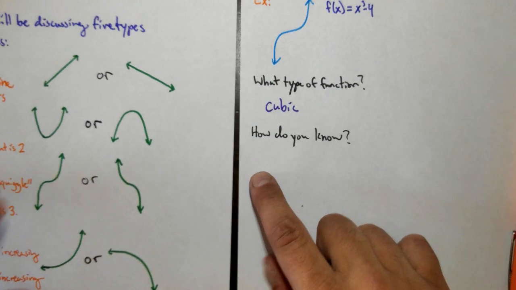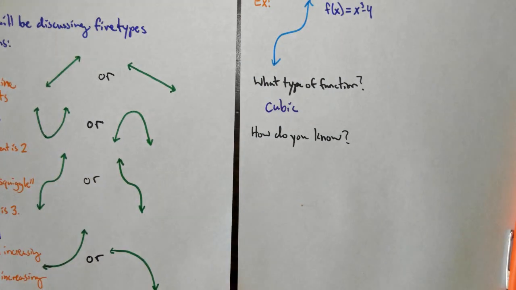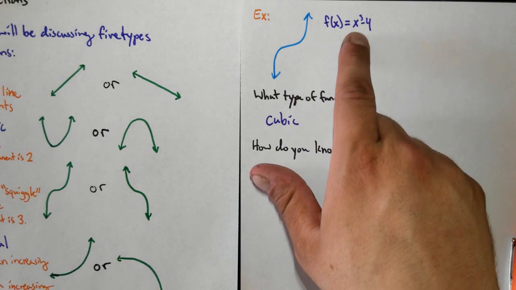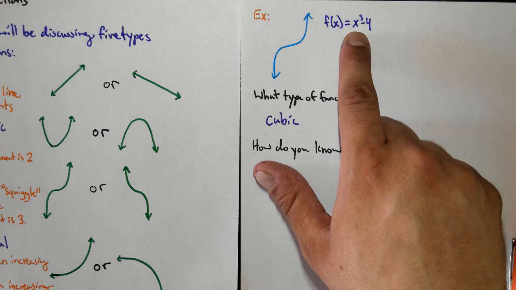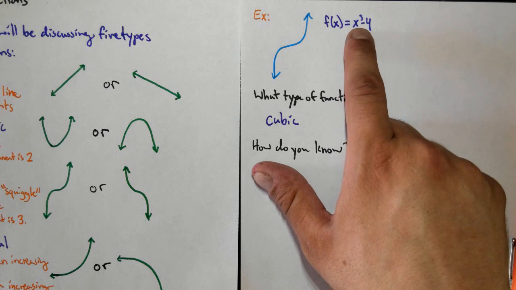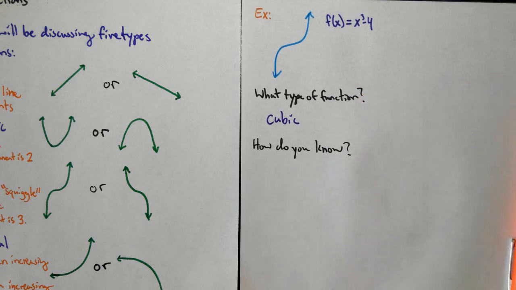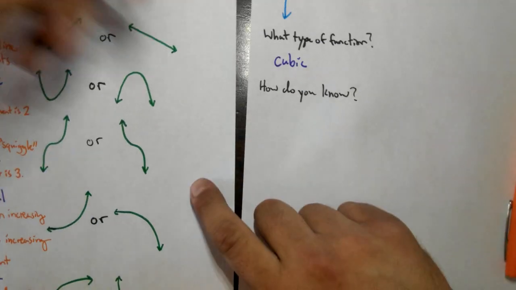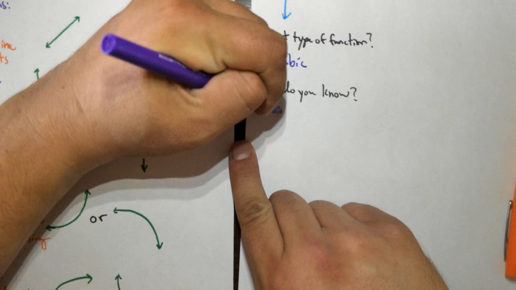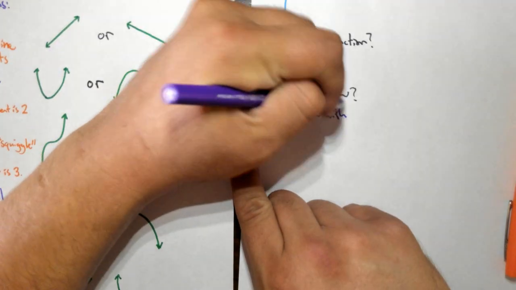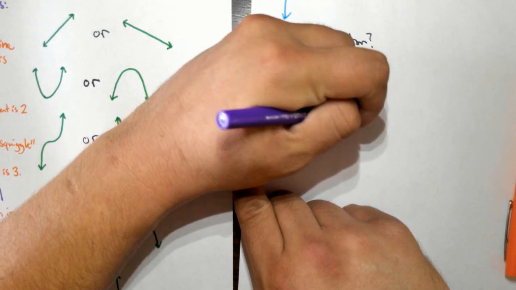And how do you know? Well, I have my choice. I actually know this is cubic for 2 different reasons. One is because of the shape of the graph, and 2, because I said that for cubic functions, the highest exponent is 3. In this case, the highest exponent is 3. So how do you know? We could say it's a curve with a squiggle, something like that.